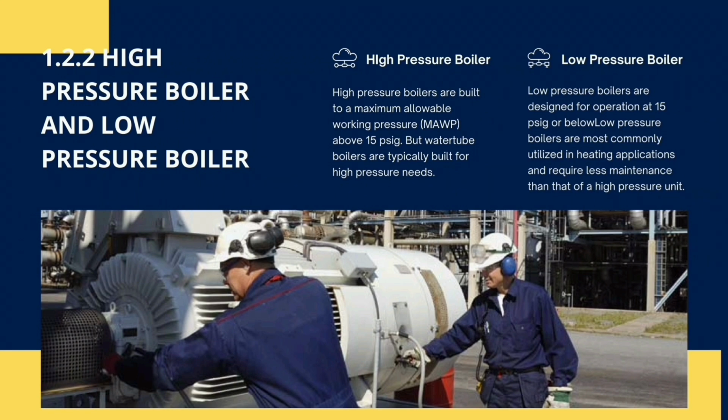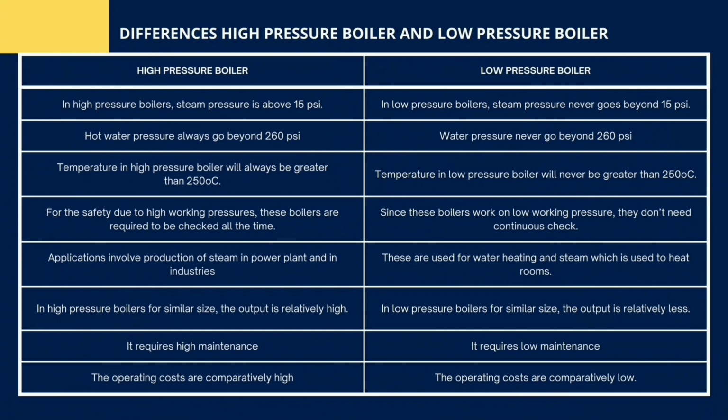The difference between high pressure boiler and low pressure boiler is that in high pressure boilers, steam pressure is above 15 psi, while in low pressure boilers, steam pressure never goes beyond 15 psi.